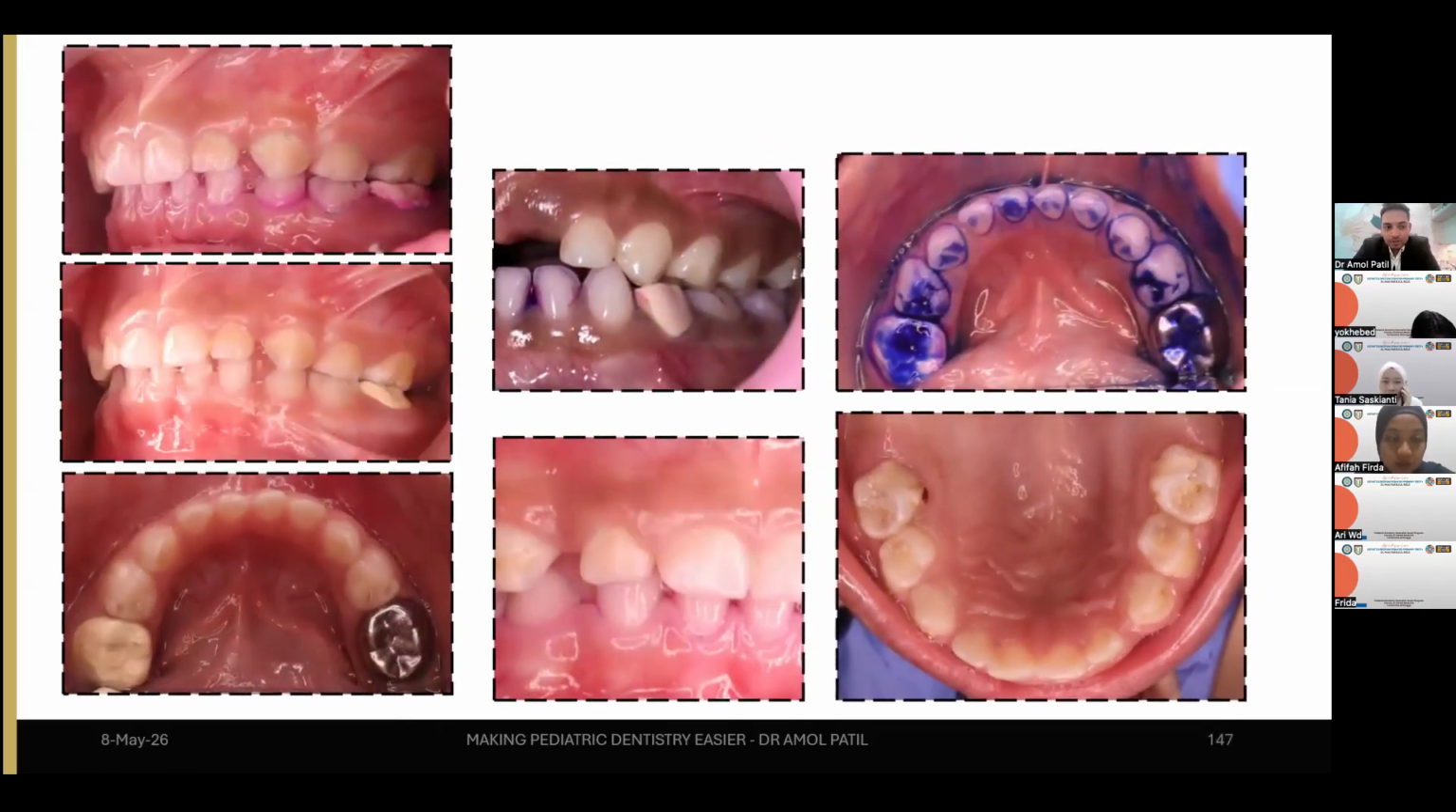And on plaque accumulation, what we found is the plaque accumulation was more with the Bioflex crowns as compared to stainless steel crowns.